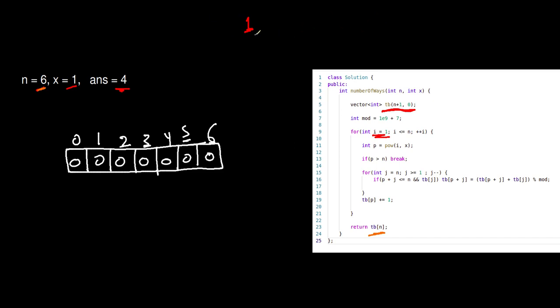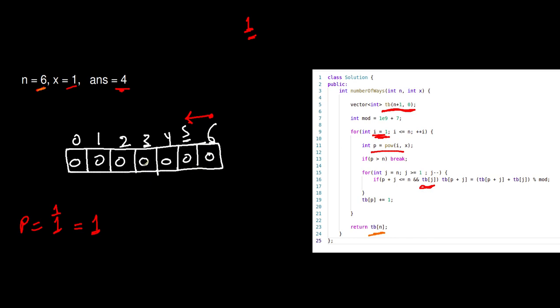So let's start with number 1, i equal 1. Now p equal 1 to the power x, which equal 1. Now we iterate over all the numbers from 6 up to 1, and for every value we check if the value is not 0.